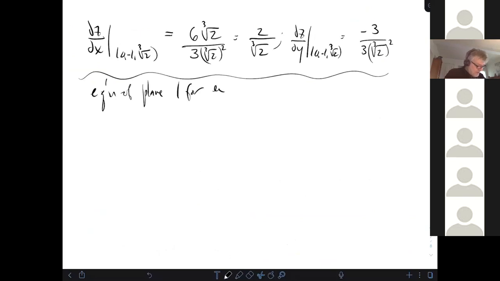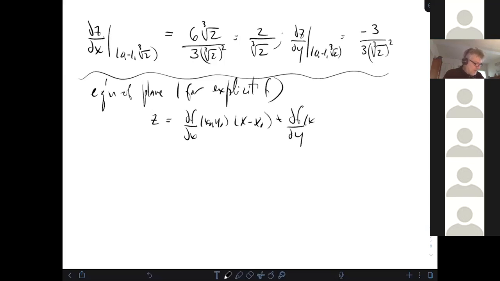For explicit f, I'll just write it as we usually do. So it's z equals del f del x at the point you're interested in times x minus x0, plus del f del y at the point you're interested in times y minus y0, plus the value of the function, like that. And so here, what I get for my plane will be this, z equals 2.